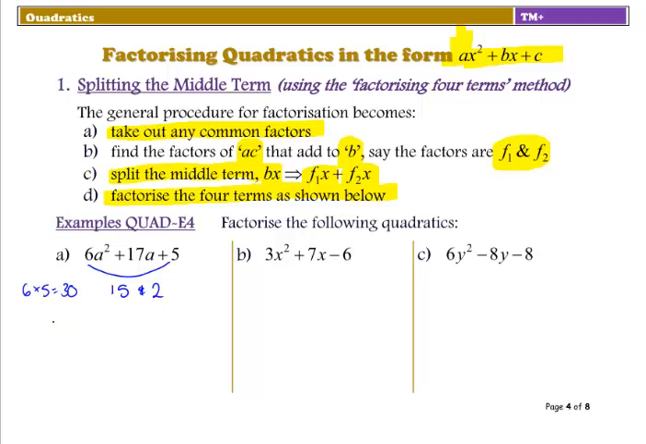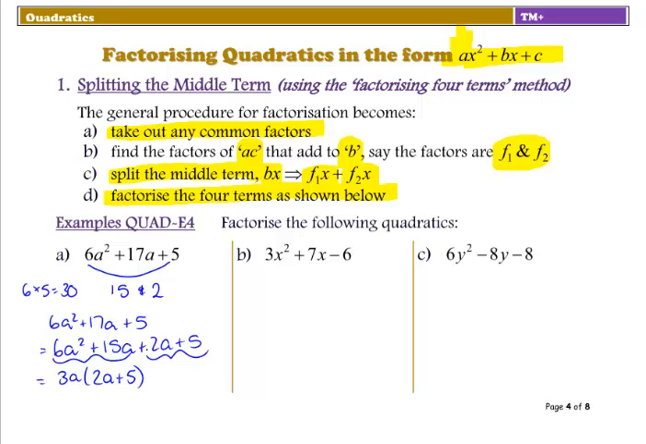So we rewrite 6a squared plus 17a plus 5 to be 6a squared plus 15a plus 2a plus 5. Now we use factorising 4 terms. 6a squared and 15a would be 3a bracket 2a plus 5. And now we have 2a plus 5 already, so it's like having a 1 and then 2a plus 5. We can now put that out the front, and inside we have 3a plus 1. Okay, let's look at the next one.